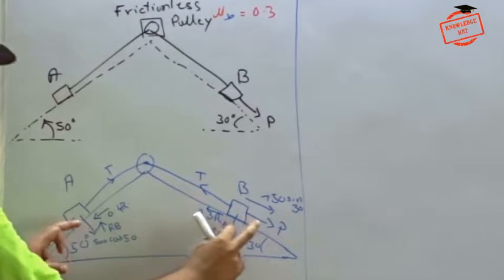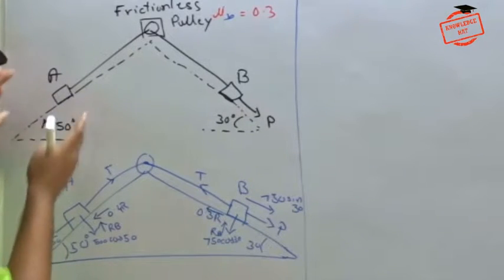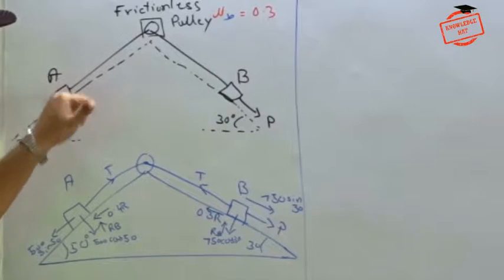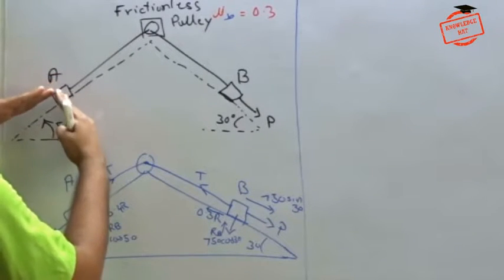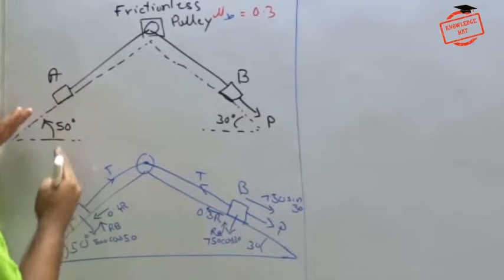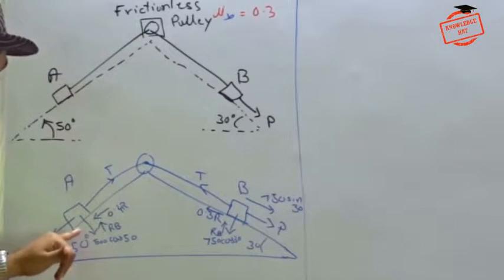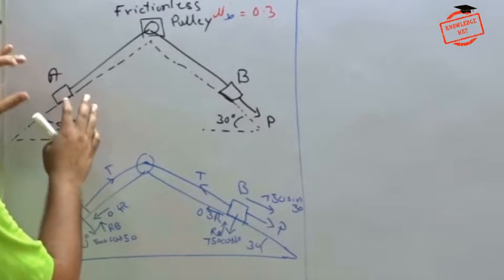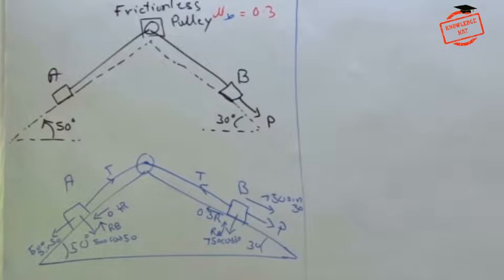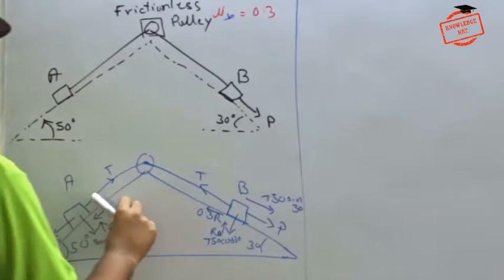There's a pulley and there are two blocks. The weight of the first block is given as 500 kilograms. It will be resolved into two components. First is the horizontal component, which is 500 sine of 50 degrees, and then the vertical component, that is 500 cos of 50 degrees. We'll spend some more time at block A. Block A will also experience a reactional force, which will be RA.